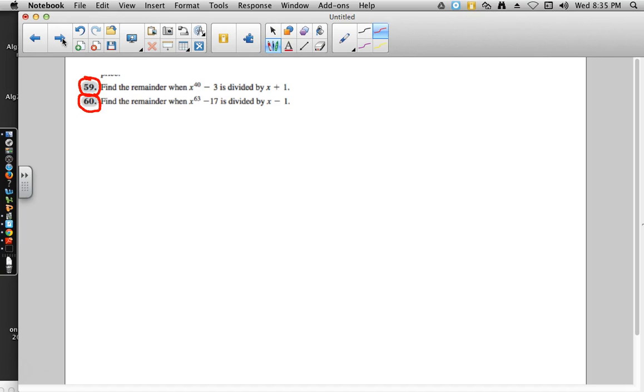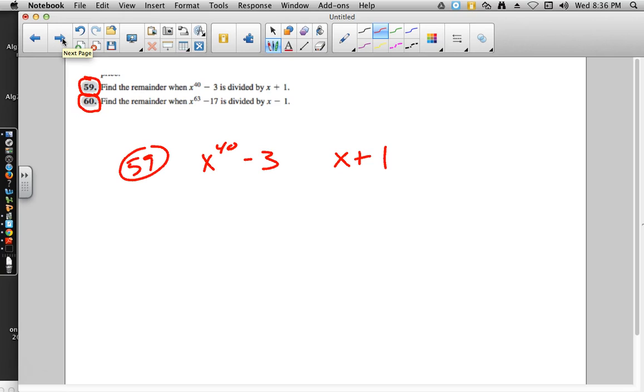This is another one where I think you just didn't get far enough in the notes. So we have x to the 40th minus 3, and they want to divide that by x plus 1. So the remainder theorem says if we just figure out what k is here, and in this one it had to be k equals -1, we can put that in for x, and that will give us the output that we want.